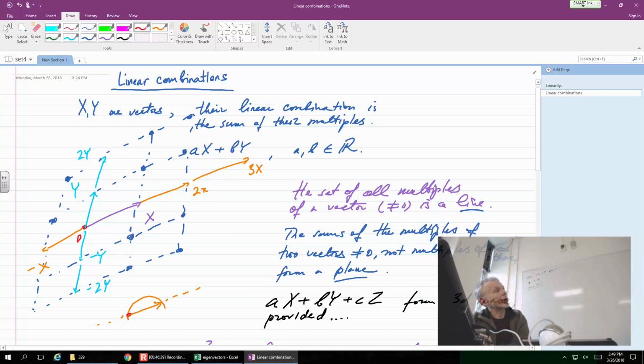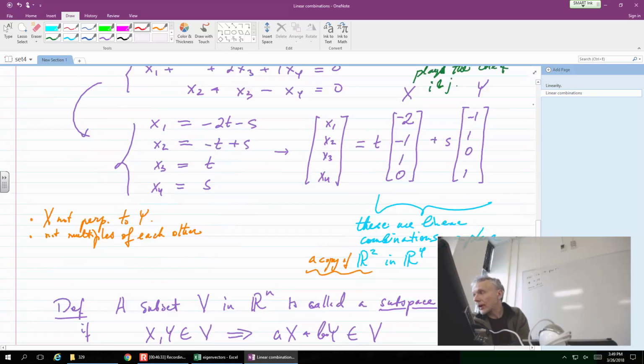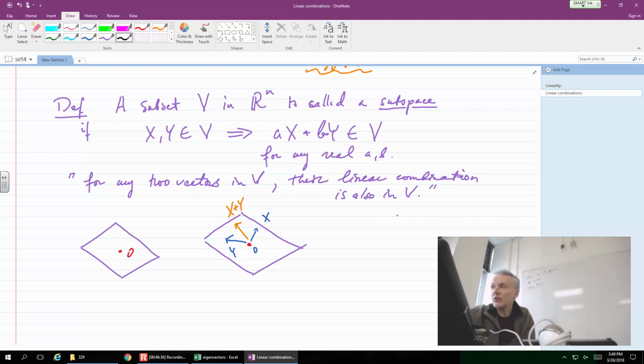For example, I'll take the 3 axes. Suppose this is my V. V is made of the 3 axes. Once again, if I start with a vector anywhere within V, every single one of its multiples will also be in V. However, if I take two vectors, one along x and one along y, and add x to y, it will be out. So this is x plus y over here, pointing away from the axes.